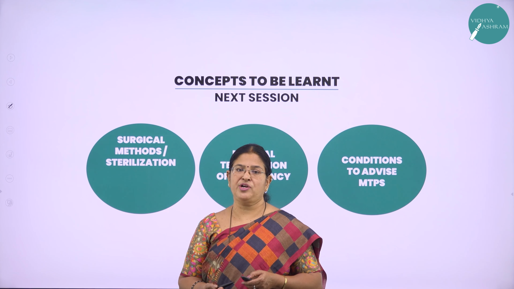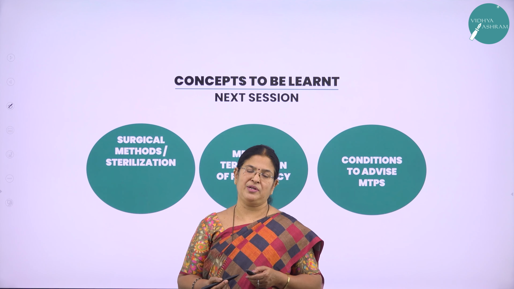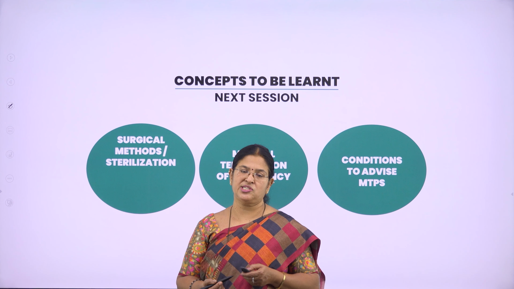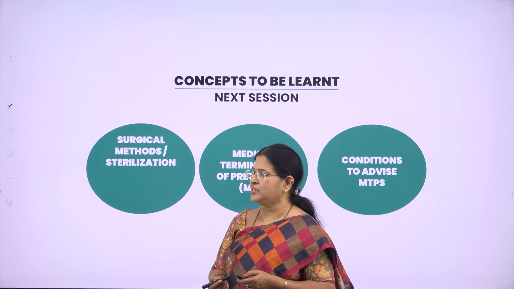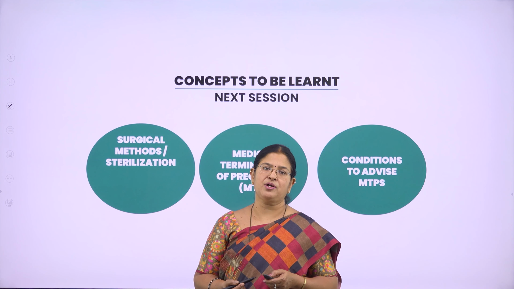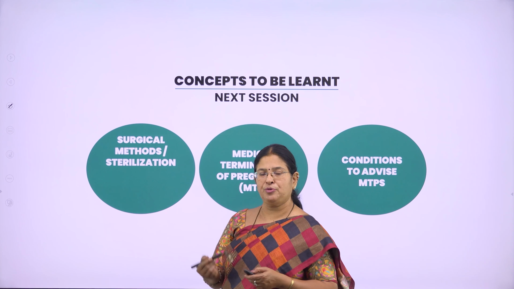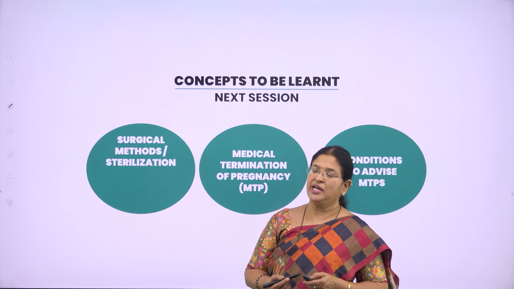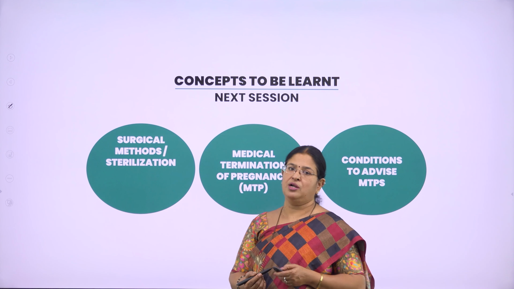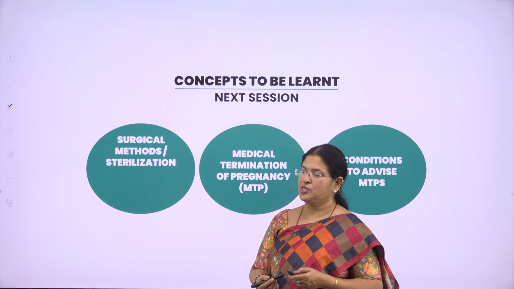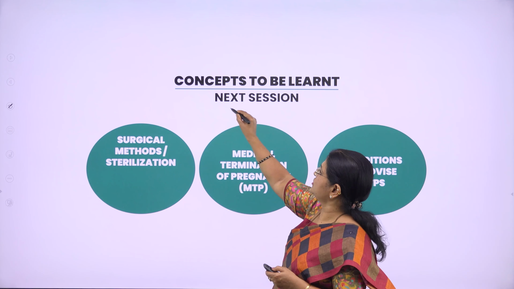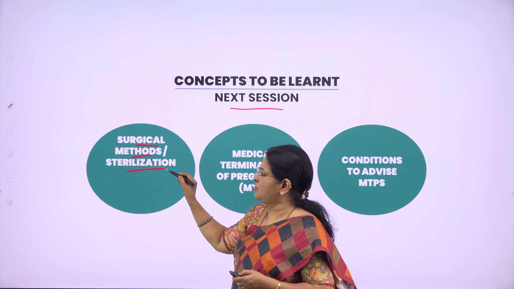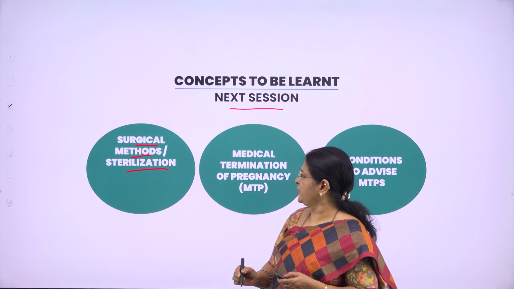And in the coming session we are going to deal with the permanent method, namely vasectomy and tubectomy. As I said, the permanent method is also called surgical method, or sterilization method, which includes two, that is vasectomy called male sterilization and tubectomy called female sterilization. Hope you have understood all the concepts I have explained in this very important session about the contraceptive methods. So, what am I going to teach in the coming session? I will be dealing with the surgical methods, also called sterilization, namely tubectomy and vasectomy.